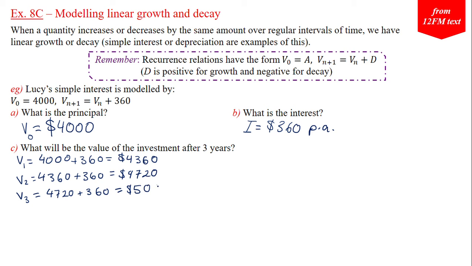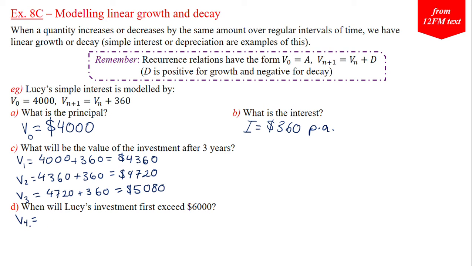You're of course welcome to use a calculator. When you do this, just type in the first value, so 4,000, hit enter, and then literally type in plus 360, enter, enter, enter, and that will give you your V3 value. Finally, part D, when will Lucy's investment first exceed $6,000? So we'll continue on with the sequence until we hit that $6,000 as a minimum.